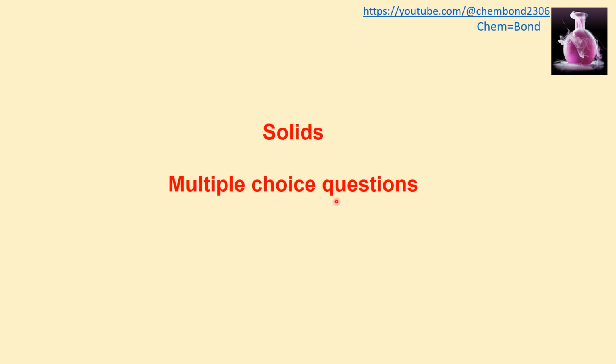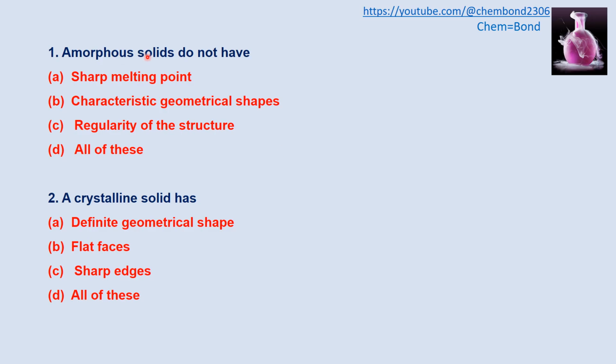Video will be about the multiple choice questions that are solved and that are from the chapter Solids. Amorphous solids do not have sharp melting point, characteristic geometric shape, regularity of the structure, all of these. There is another question about the crystalline solid that has definite geometrical shape, flat faces, sharp edges, all of these.